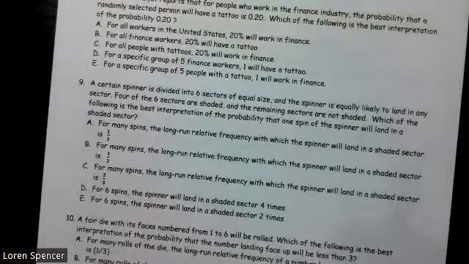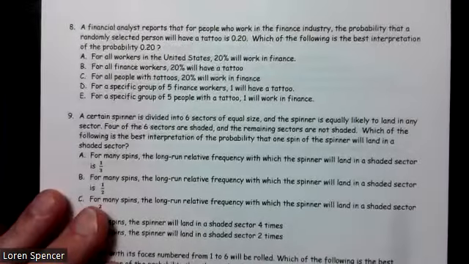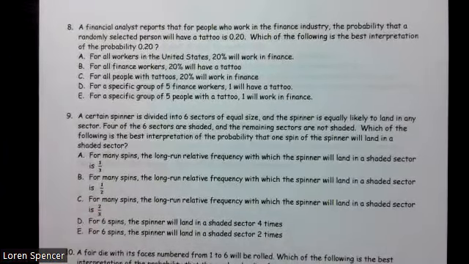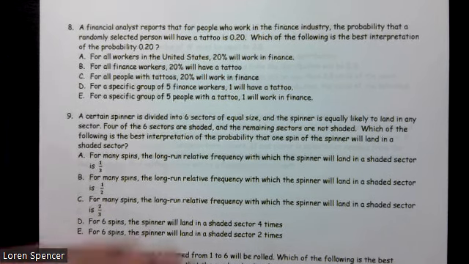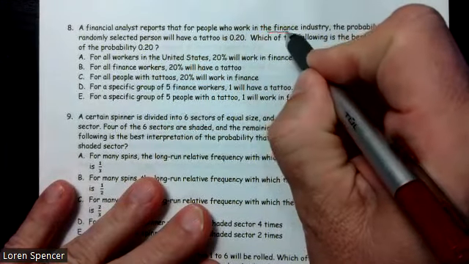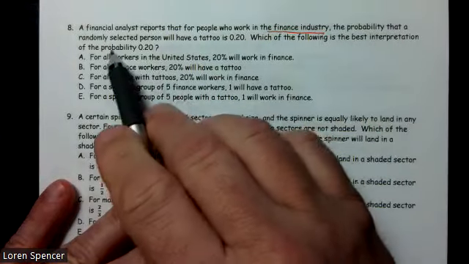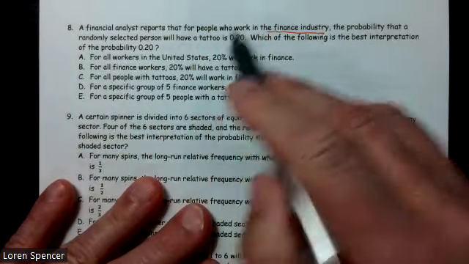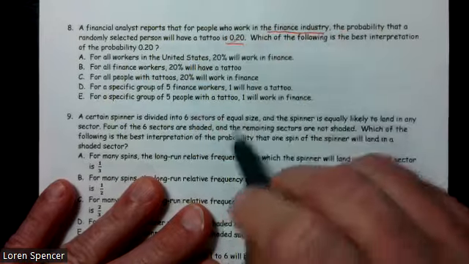Okay. All right. Moving on to number 8. A financial analyst reports that for people who work in the finance industry, that's not going to be important in this question. The probability the randomly selected person will have a tattoo is 0.20, so 20%.